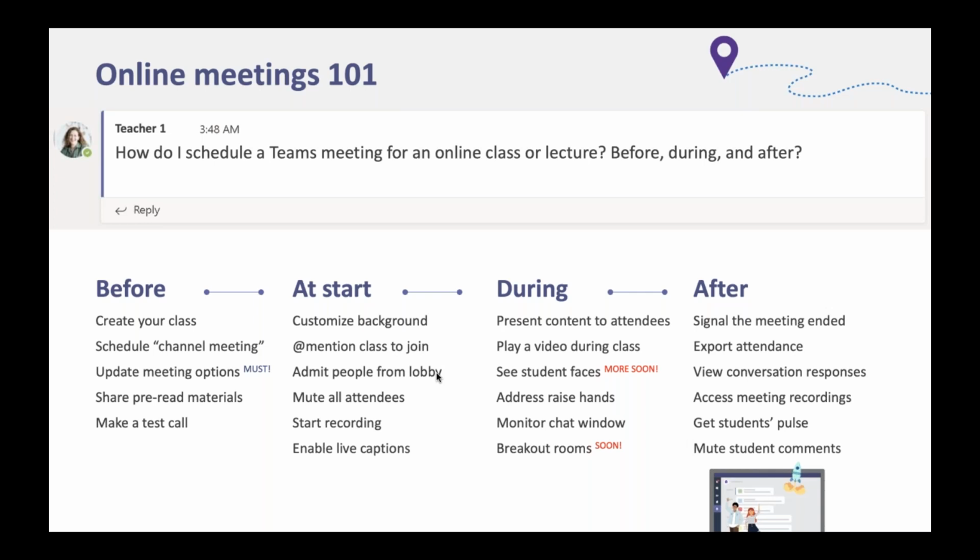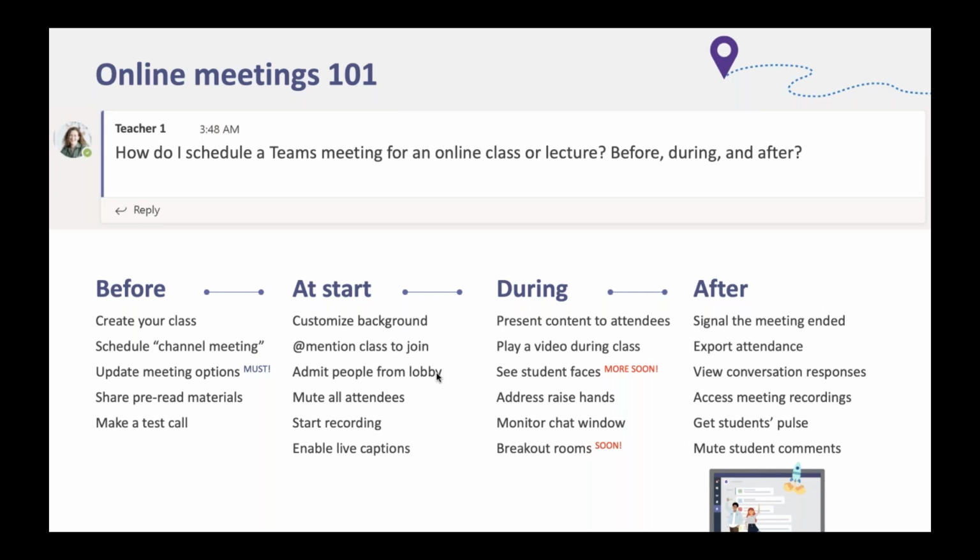So we've got the before, where we spoke about creating your class and scheduling your meeting. You can update your meeting options so that you can say, right, I don't want some users to be able to present, I just want to present, and I want my learners just to be able to watch what I am doing. I don't want them to be able to share their screen either. That gives you that control and that confidence to go ahead and do that. You can share your pre-read materials in advance, and you can also make a test call, which is really handy if maybe you've had to move into another room or even into a different location and you're not sure about your bandwidth. Make a test call, see how good it is.